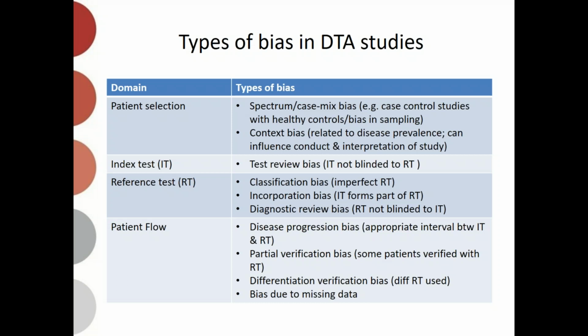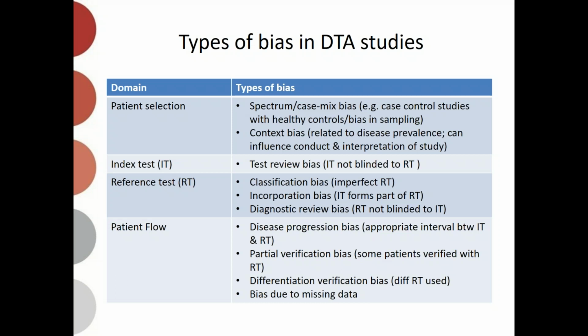With the index test, you can have test review bias when the index test is not blinded to the reference test results. So if you know the results of the best available test, you're likely to be biased. For example, if you know that the best available test will classify this person as sick and your index test gives a negative result, you're likely to change the results of your findings or to misreport because you're influenced by the reference test results.